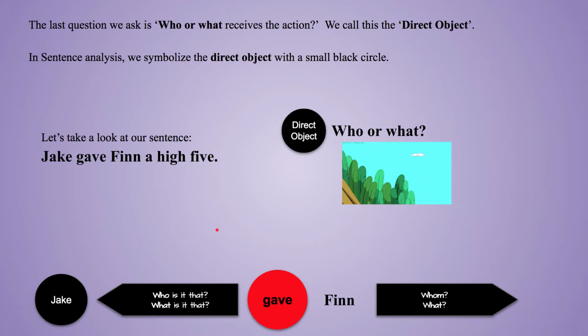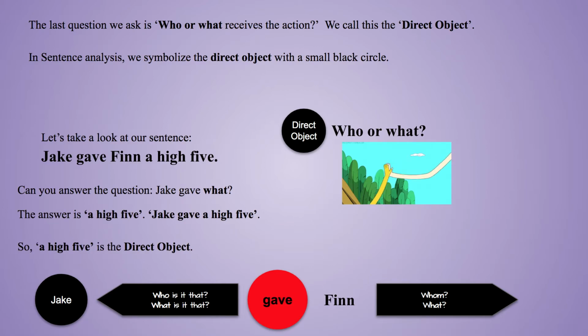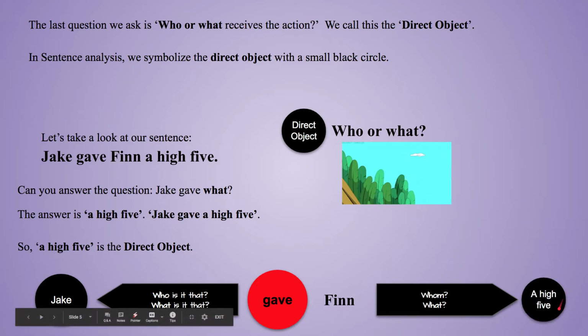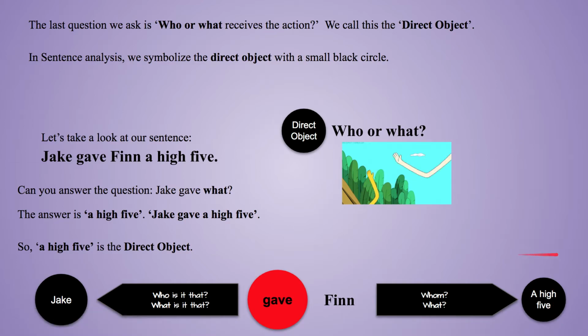Next up, let's take a look at the direct object. Who or what is receiving the action? Jake gave what? What did Jake give? Well, let's see here. Jake gave Finn a high five. So high five is the direct object. That's the thing that Jake gave. So go ahead and put high five in a smaller black circle, or write direct object above high five for that one.